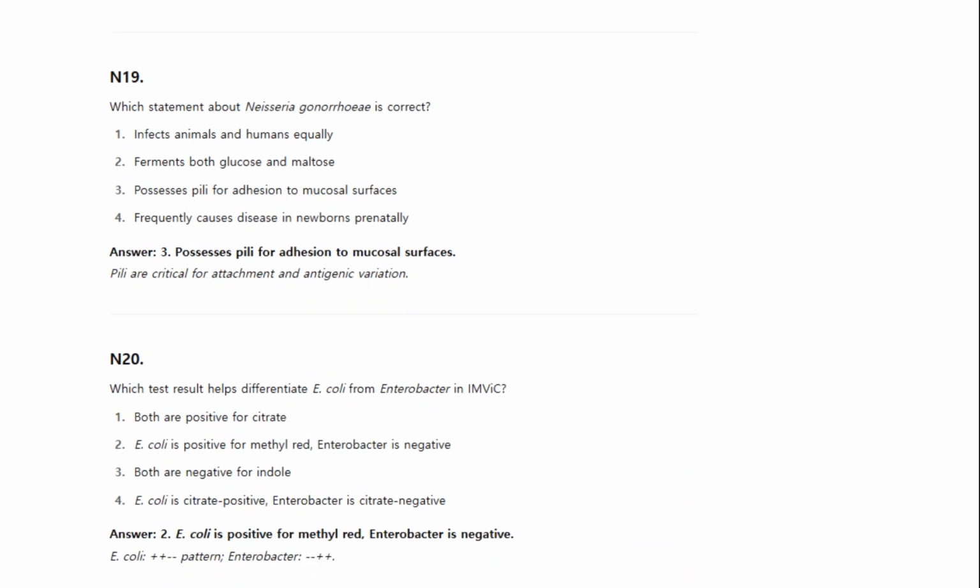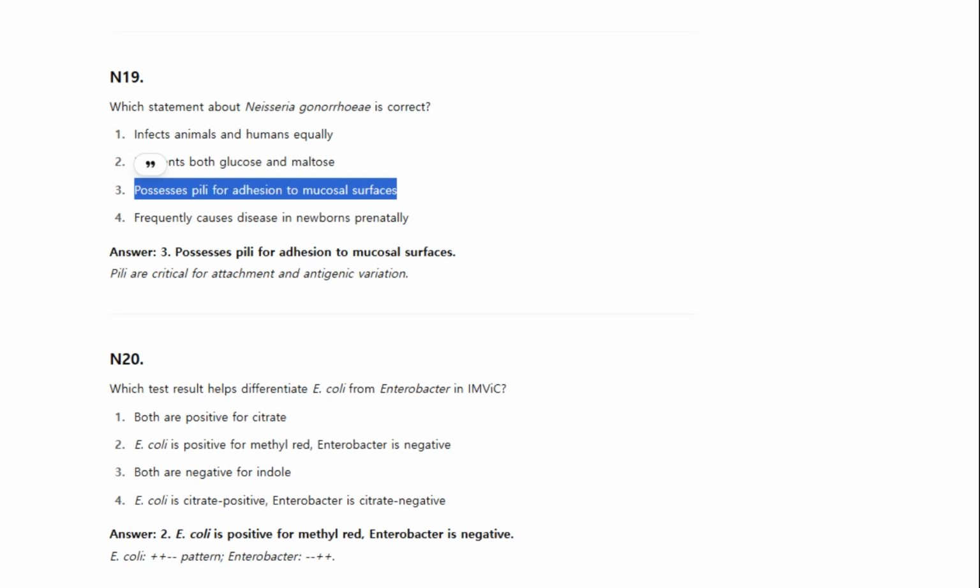N19. Which statement about Neisseria gonorrhoeae is correct? 1. Infects animals and humans equally. 2. Ferments both glucose and maltose. 3. Possesses pili for adhesion to mucosal surfaces. 4. Frequently causes disease in newborns prenatally. Answer: 3. Possesses pili for adhesion to mucosal surfaces. Pili are critical for attachment and antigenic variation.